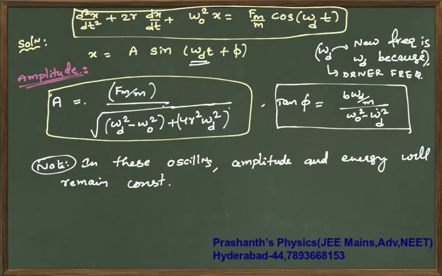Now even after bringing in forced oscillations, if there is variable amplitude and energy, then there is no point in doing forced oscillations. So that is why I am telling you, in these oscillations amplitude and energy are constant. To make it constant itself, we are using forced oscillations. Hope you have understood this and there are no doubts.